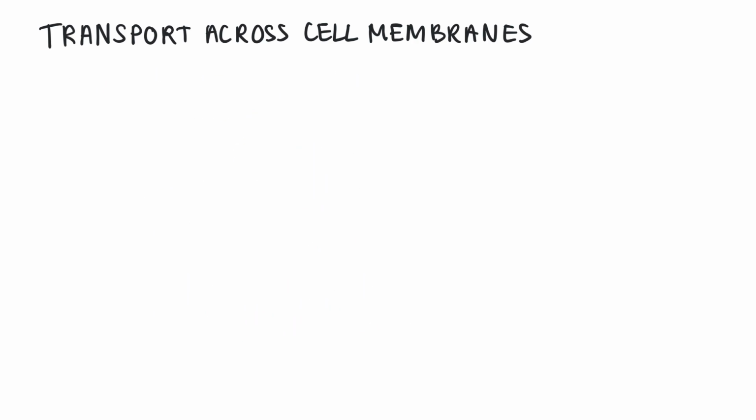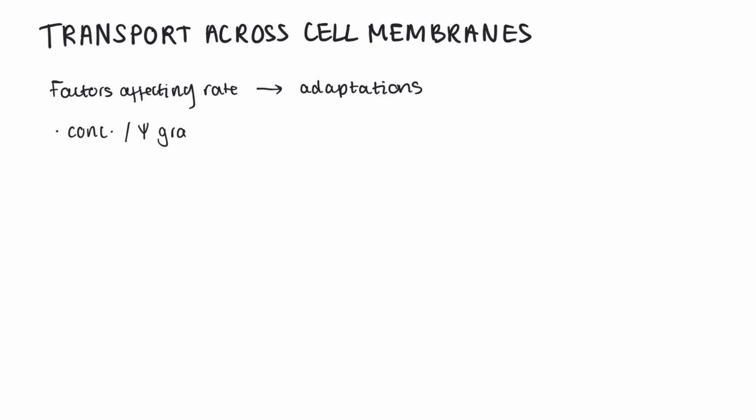You need to be able to use your knowledge of transport across cell membranes to decide on factors affecting the rate of transport and therefore what sort of adaptations cells would have to increase their rate of transport. So the first thing is the concentration gradient or a water potential gradient in the case of simple diffusion, facilitated diffusion and osmosis. An example of how we adapt to maintain a high concentration gradient is when we're trying to absorb oxygen into the blood and we're trying to remove CO2 from the blood between the alveoli and the capillaries. We have a very vast blood supply from our capillary network. This is also seen in the small intestine.